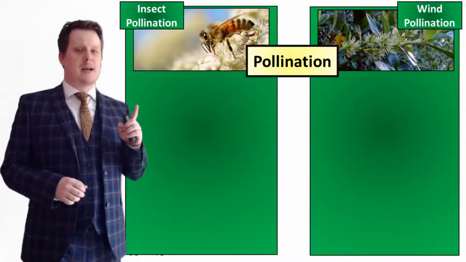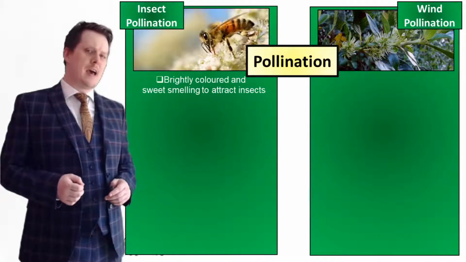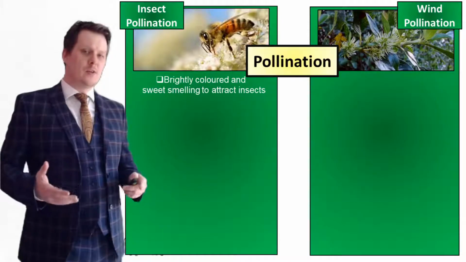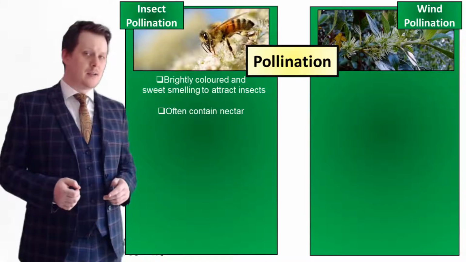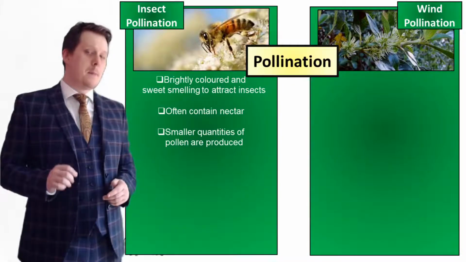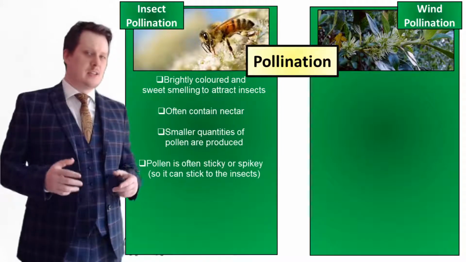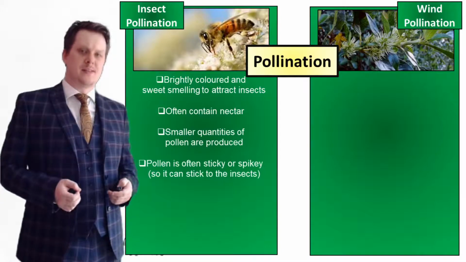Plants which are pollinated by insects tend to have the same characteristics. They often have bright coloured flowers and are very sweet smelling in order to attract insects. They're sweet smelling because our flowers contain nectar. Now these plants often contain very little quantities of pollen, but that pollen that it does produce is very sticky so that when insects do come to the plant, it latches onto the insect.